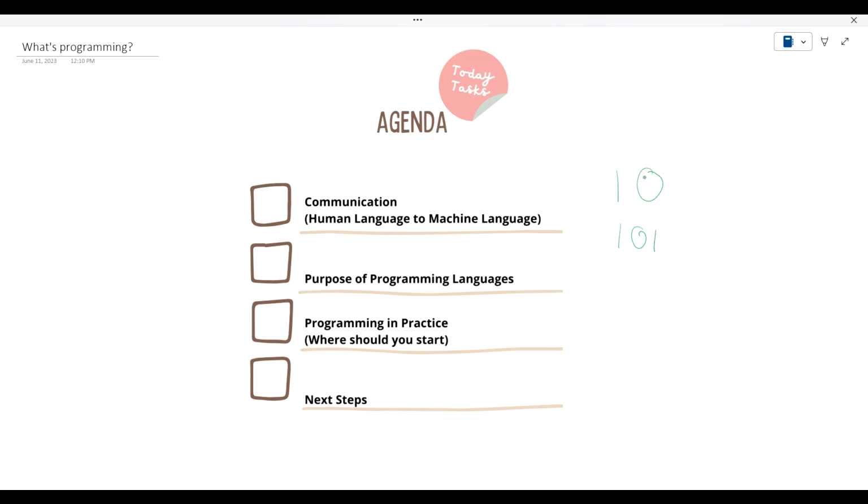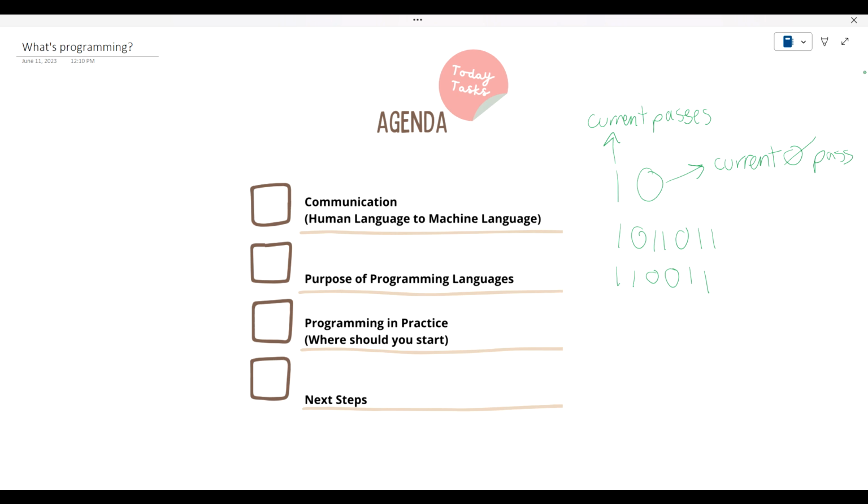For instance, this will be a specific task that the device needs to do, or this will be another task. Basically, one is when the current passes, and zero represents when the current does not pass. So you see, it's very simple. We only have two words in machine language. We have the one, the current passes, and the zero, the current doesn't pass. So there's no ambiguity, and the syntax is very straightforward, very simple.